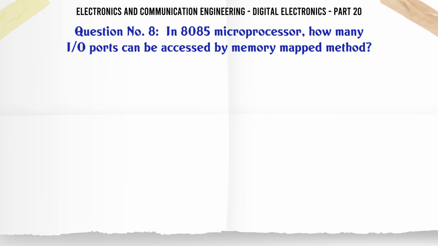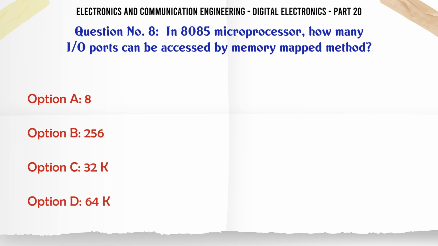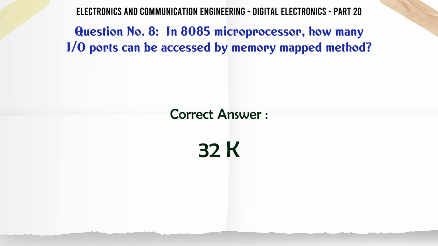In 8085 microprocessor, how many I/O ports can be accessed by memory mapped method? A 8, B 256, C 32K, D 64K. The correct answer is 32K.